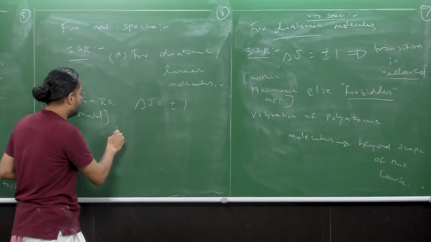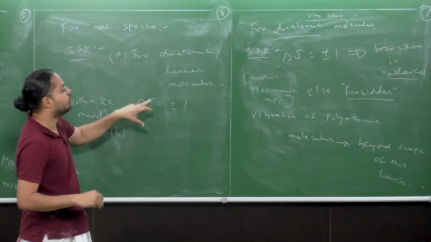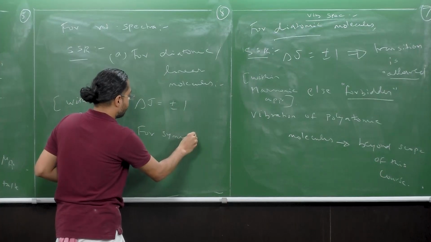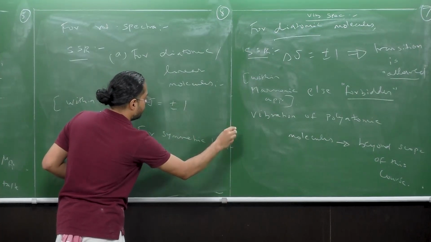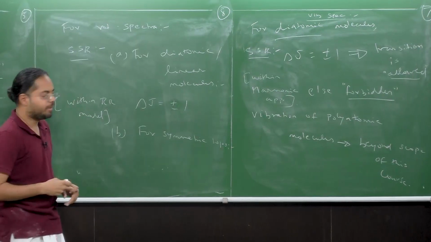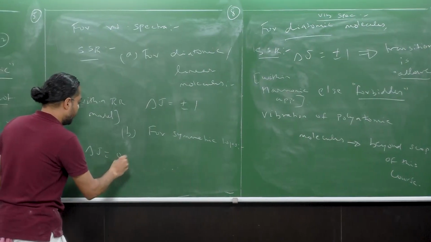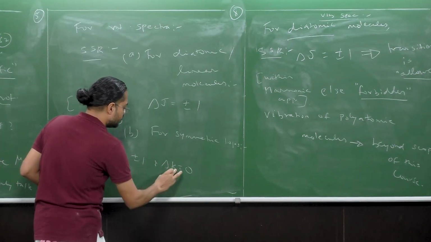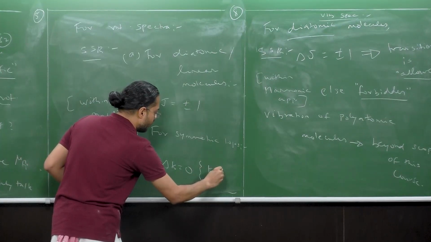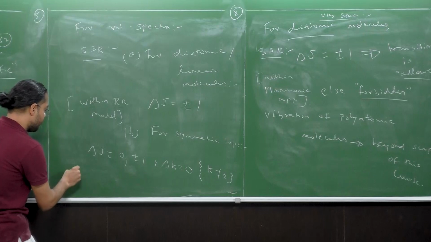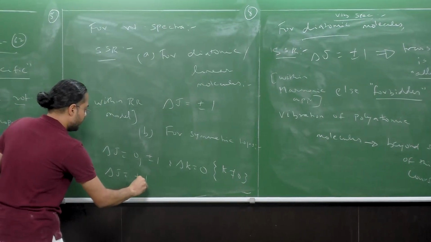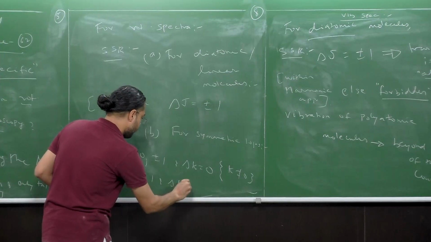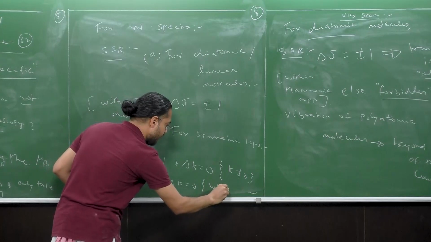And for symmetric tops, recall that there are going to be two quantum numbers besides J. For symmetric tops, there are going to be two conditions. One is that delta J should only be 0 or ±1, and delta K should be 0 when K is not equal to 0, and delta J equals plus minus 1 and delta K is equal to 0 when K is equal to 0.